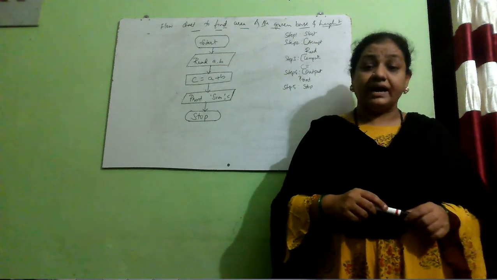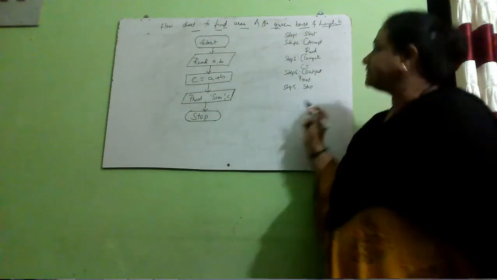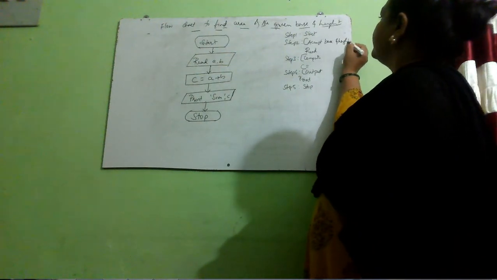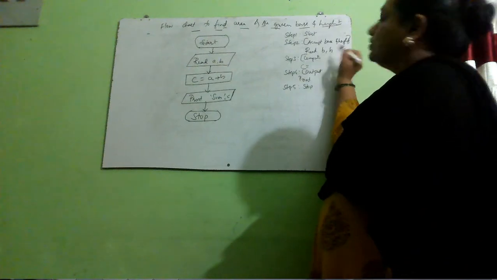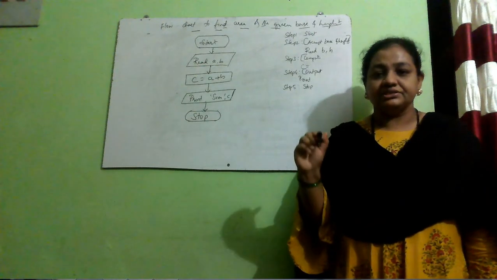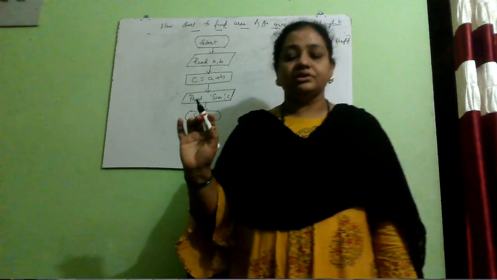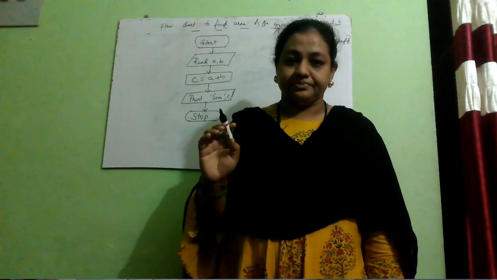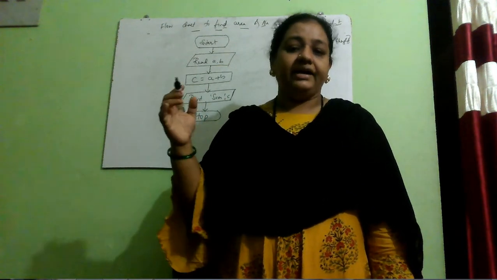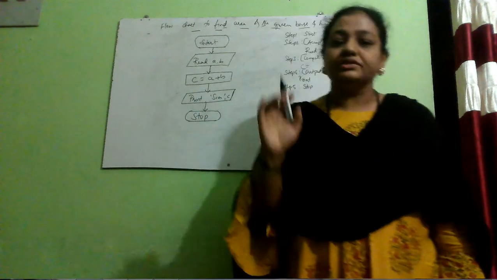Now let's continue writing the flowchart to find the area of a triangle when base and height are given. As we know, the area of a triangle when sides are given is different. When base and height are given, it is different. First let us write the algorithm and flowchart to find the area of a triangle given base and height. There is no compulsion that when a flowchart is asked, you need to write the algorithm.